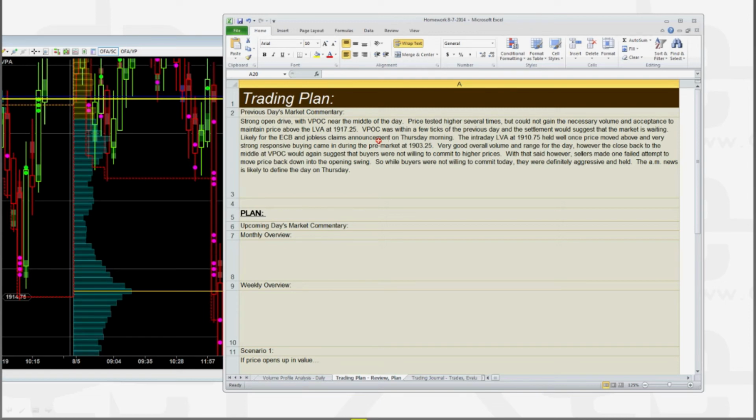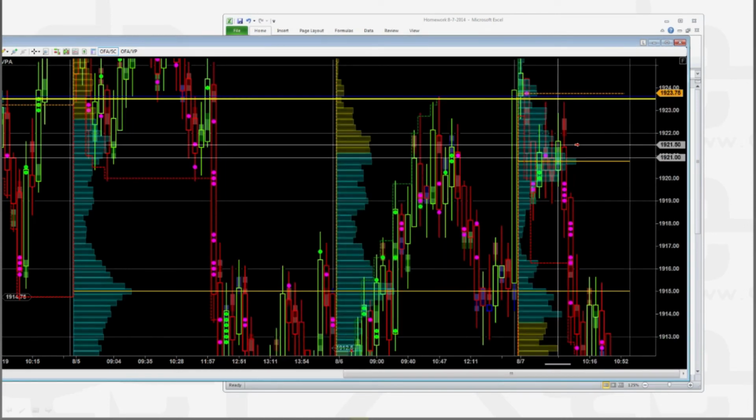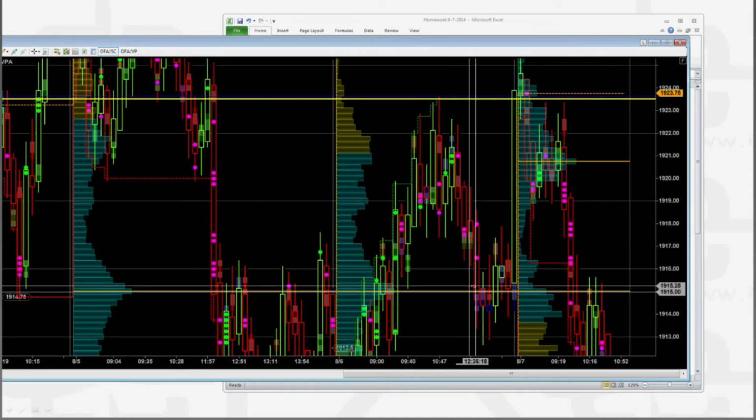And that goes into your context for building your trading plan. So while buyers were not willing to commit today, they were definitely aggressive, and what did they do? They still held. Right? Buyers still held 15.